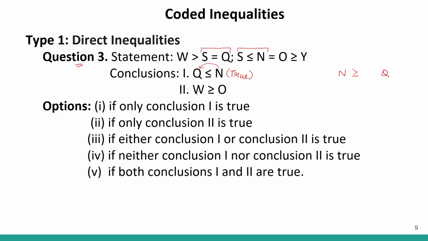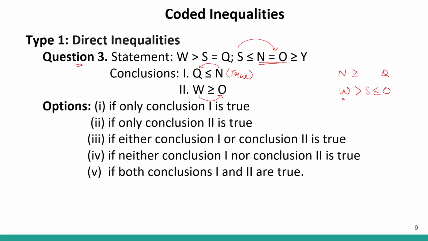Now let us look at w is greater than equal to o. So we will move from w to o. W is greater than equal to o. So now from here, I can see that w is greater than s. Correct? W is greater than s. Do we have a relationship of s with o? We do have a relationship that says that s is less than equal to o, because o is equal to n. So s is less than equal to o.